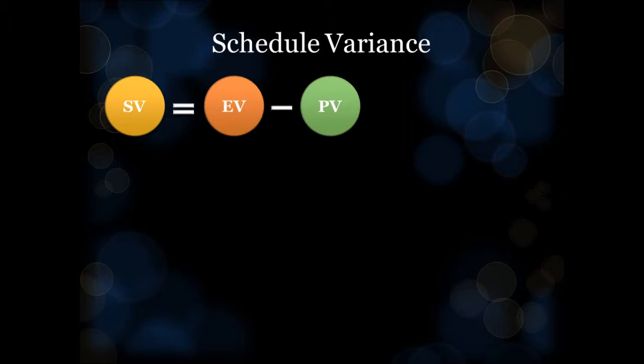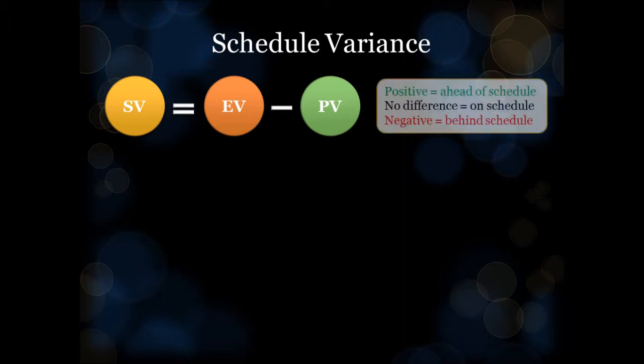A positive schedule variance means you're ahead of schedule, which is typically a favourable scenario. A negative schedule variance, however, shows that you're behind schedule. Once again, in the broader context of your project, this may not prove to be a problem, but it is better that you know you are behind schedule to avoid any nasty surprises.